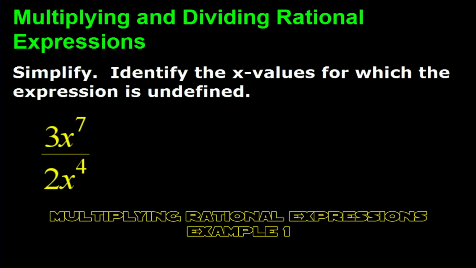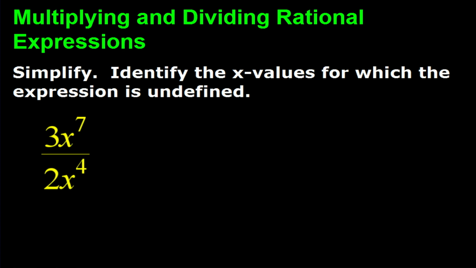The first example that we have here is a simple example of a rational expression. We have a monomial, 3x to the 7th power, divided by 2x to the 4th power, another monomial. Our instructions are to first simplify it, and then see if there are any x values that make the expression undefined.